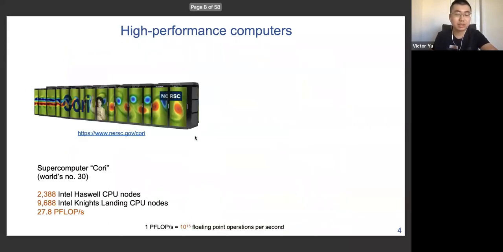Let's look at two examples of the most powerful supercomputers in the world. This picture shows the Cori supercomputer installed at the NERSC Center at Berkeley, California. It is currently number 30 most powerful computer. As you can see, it has more than 10,000 CPU nodes, which is a large number. The theoretical peak performance is 27.8 petaflops per second. One petaflop per second is basically 10 to the 15th floating point operations.